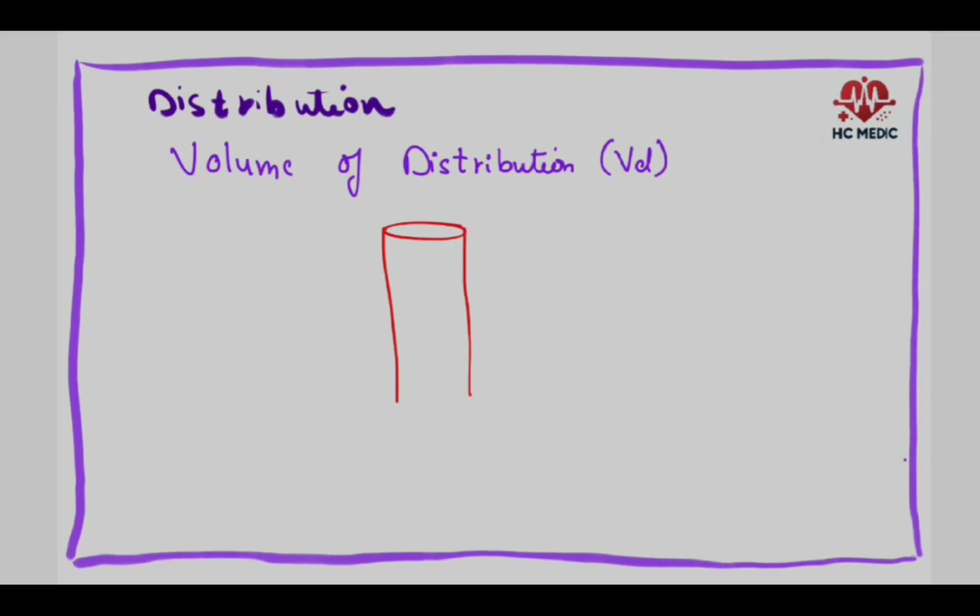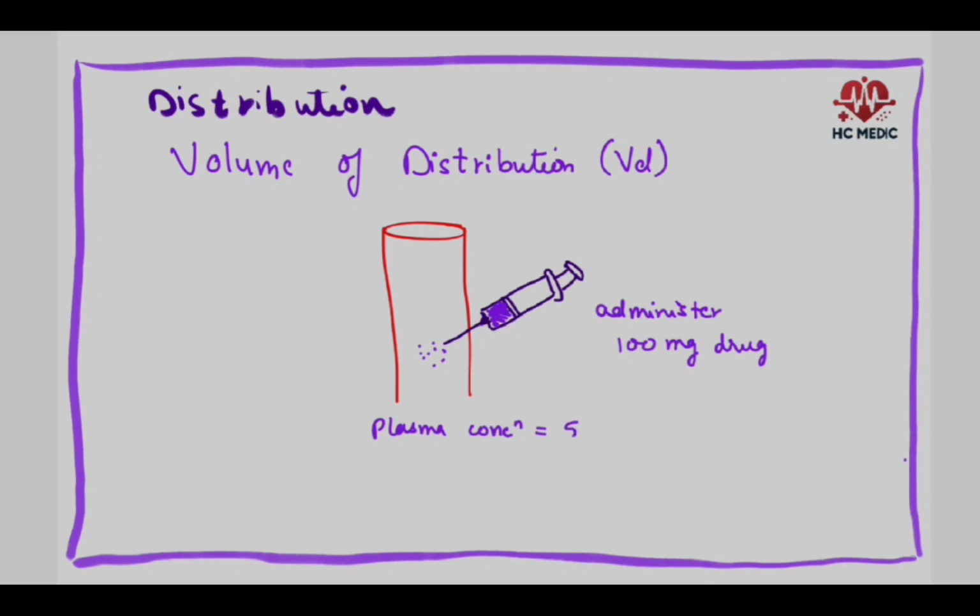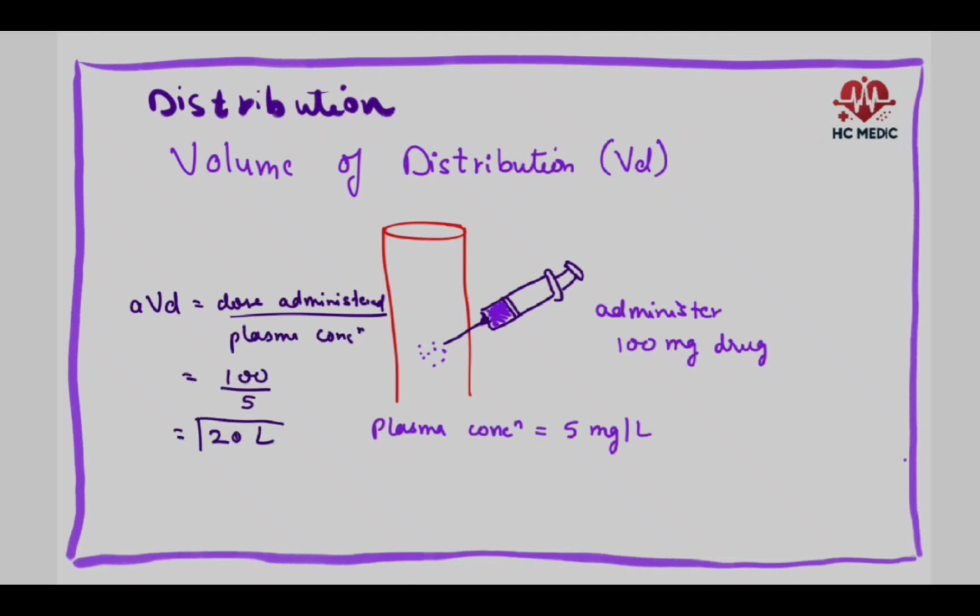Now let's understand it. Here we are giving an IV injection directly into the blood circulation, right? The administered dose is, for example, 100 milligram. Now we check the plasma concentration of the drug, which is 5 milligram per liter. So let's calculate the volume of distribution, which is dose administered divided by plasma concentration. So it is 100 divided by 5, which means 20 liters.